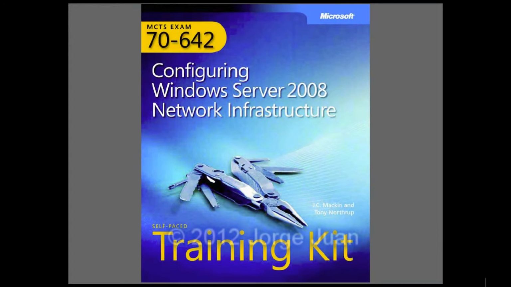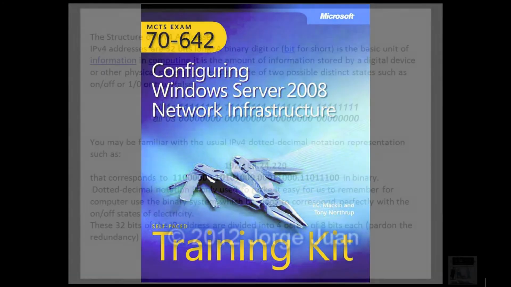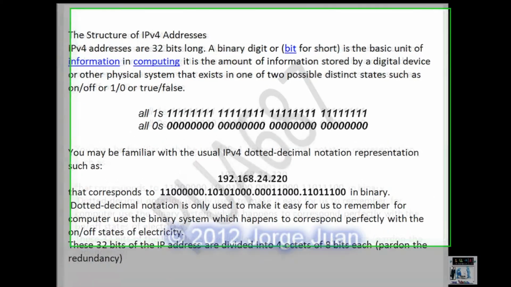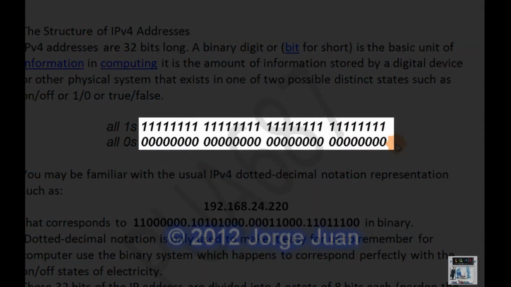Let's talk about the structure of an IPv4 address. IP version 4 addresses are 32 bits long. A binary digit, or a bit for short, is the basic unit of information in computing. It is the amount of information stored by a digital device or other physical system that exists in one of two possible distinct states, such as on and off, or ones and zeros, or true and false. An example of all ones and all zeros is right here.